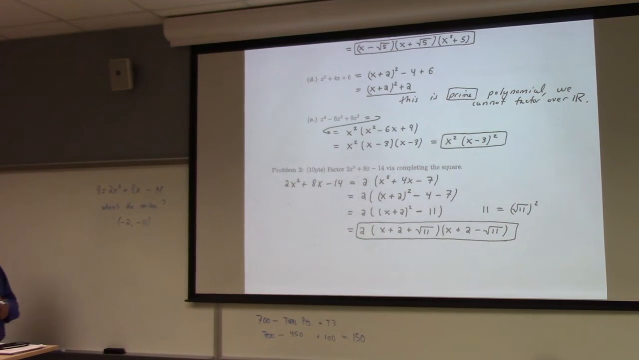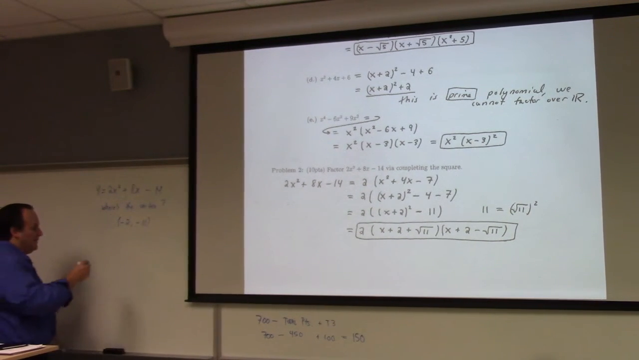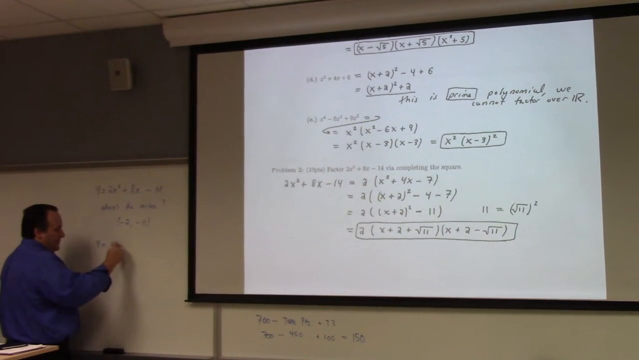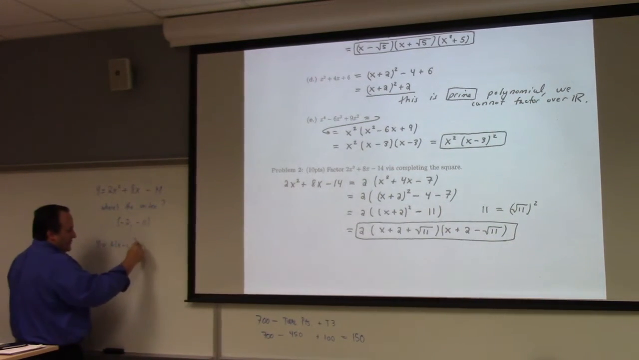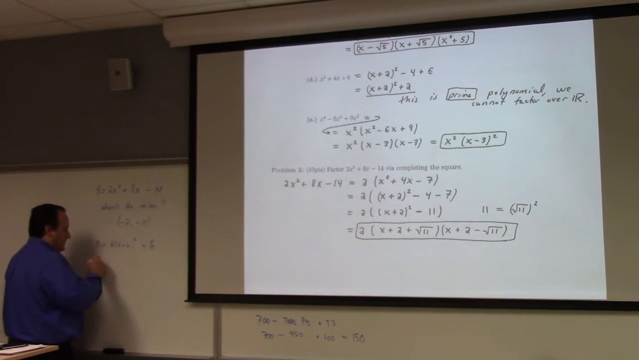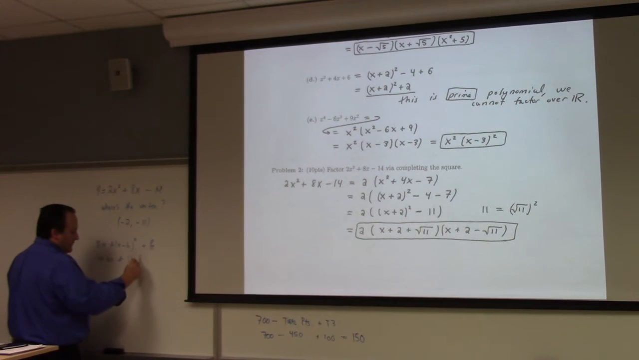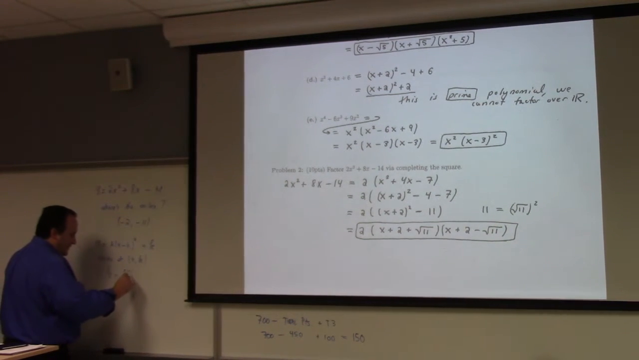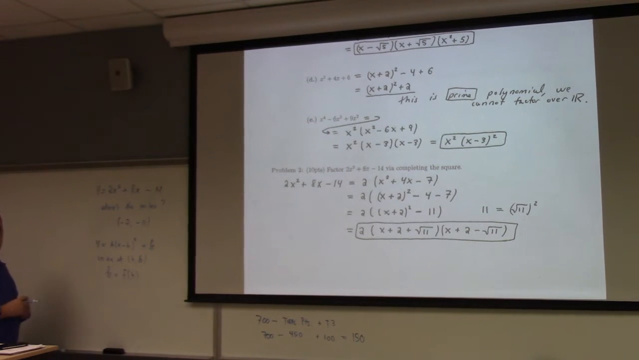Nope. That's not the problem. So the problem is this. The vertex form for the parabola, and by the way, here's something that should be on your sheet, is f of x equals a times (x minus h) squared plus k, with the vertex at h comma k. K is equal to what? K is equal to f of h, by the way, if this thing is f of x.